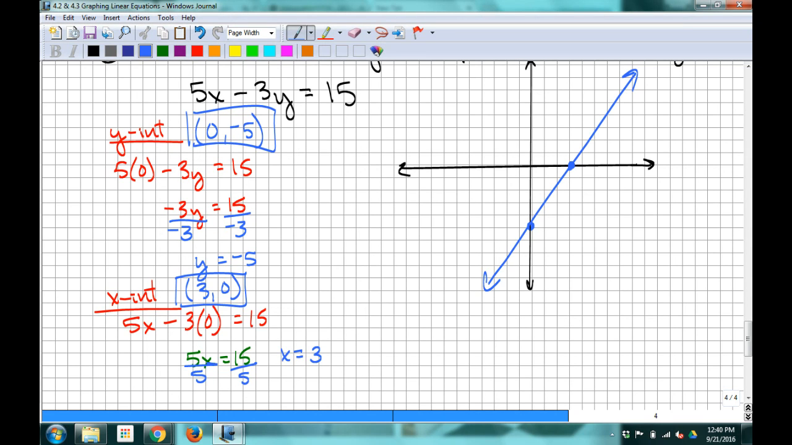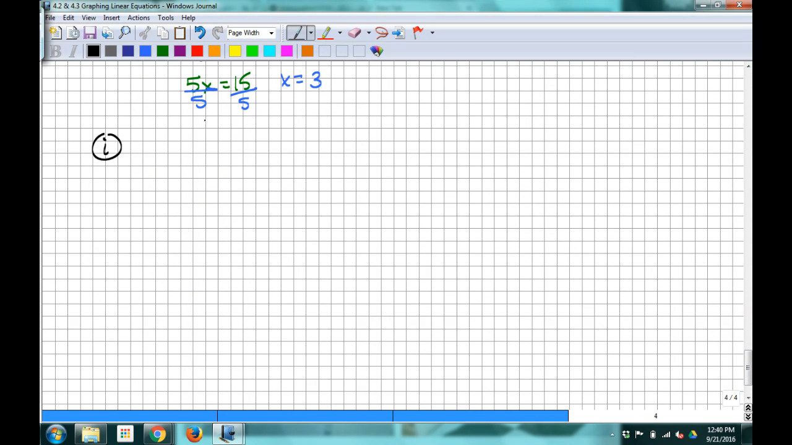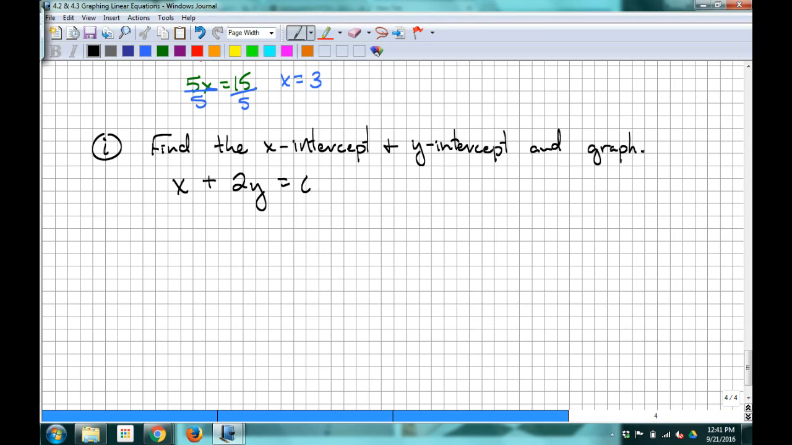Let's look at another one. Let's say we want to find the x-intercept and y-intercept and graph. Okay, so we've got this equation, x plus 2y equals 8.